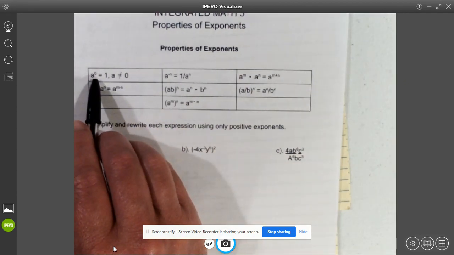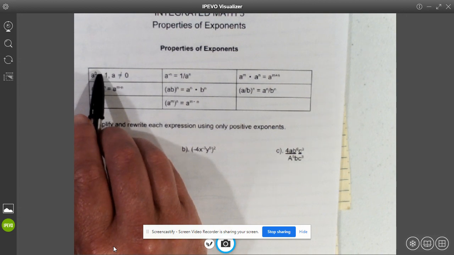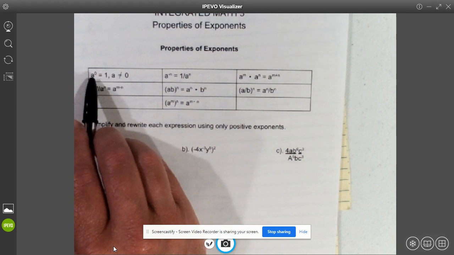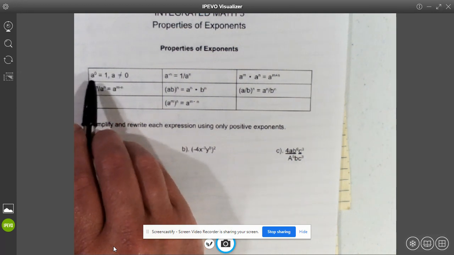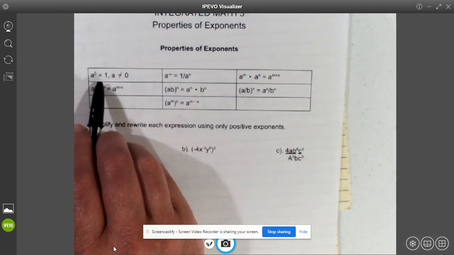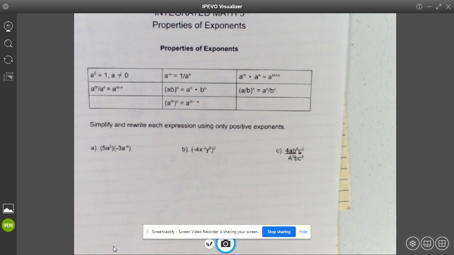First of all, let's just go through these. Anything to the zero power is always one, except for zero itself. All right, so 3 to the zero power is 1. 5 to the zero power is 1. Negative 2 to the zero power is 1. Anything except for 0 itself to the zero power is 1. 0 to the zero power doesn't exist mathematically.